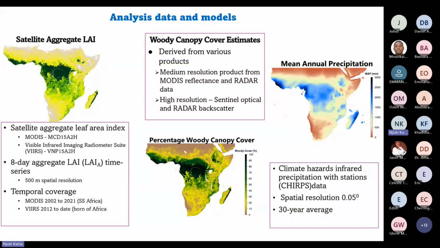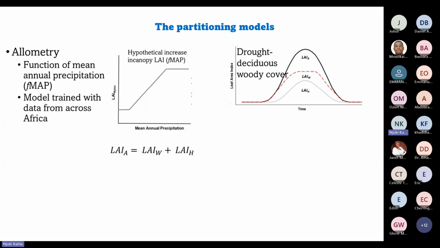And so here we are using Climate Hazards Infrared Precipitation with Stations data, CHIRPS, which has a spatial resolution of about 5 kilometers, or equivalent to 0.05 degrees. And here we tend to use a 30-year average. So you do climatology for Africa to get the growth gradient across the landscape driven by precipitation. And so the allometry is a function of mean annual precipitation.